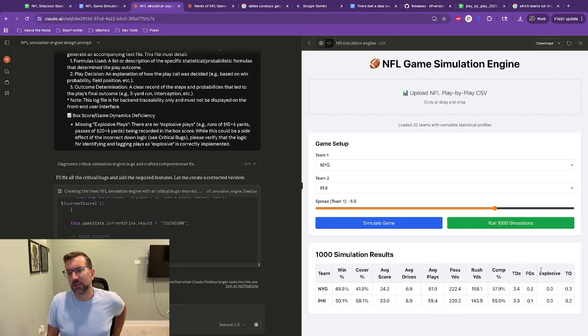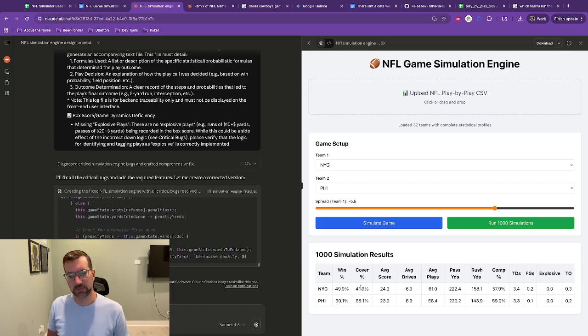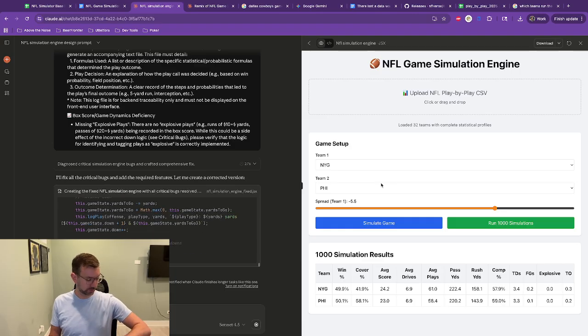Definitely some validations needed. Also, no one's kicking field goals. Are you serious here? We're never kicking field goals? So I feel like there's definitely some weirdness going on. I don't know. We'll see what happens after it claims to fix the bugs.